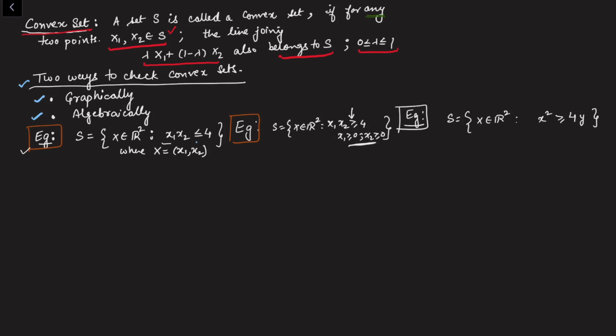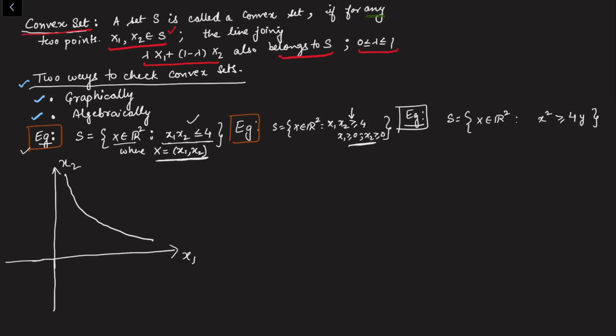In this first example, the condition on capital X is that x1 x2 is less than or equal to 4, and capital X is the point (x1, x2). So I am drawing a system of x1, x2 axes, and it is also not said that x1, x2 are greater than or equal to 0. So this is a rectangular hyperbola, and this is the shape which would be in the first and third quadrants both. And the region says it is less than, so less than means these are the points, and from here this is the region.